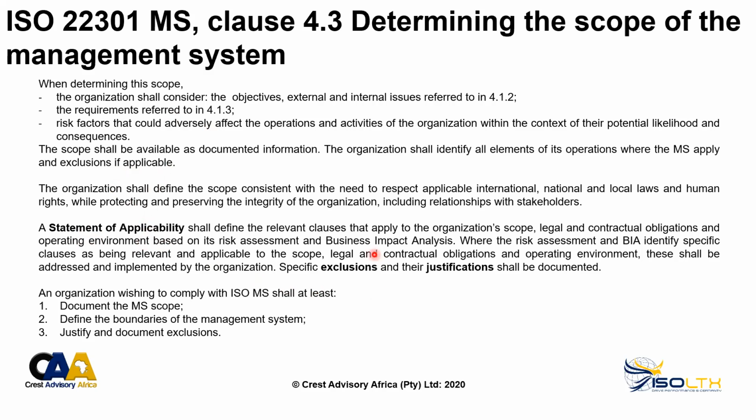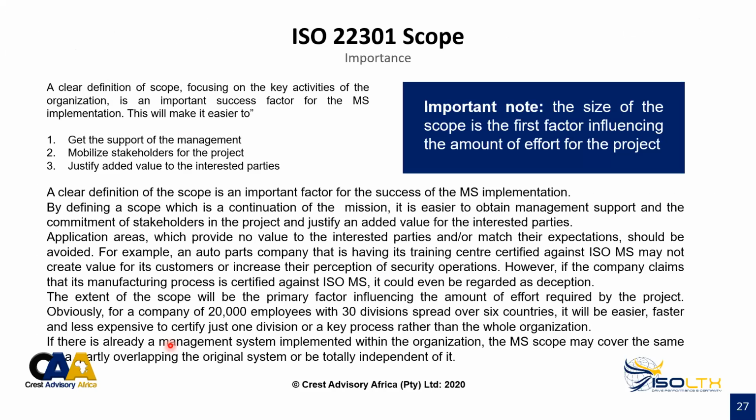And when I have exclusions out of the scope, then you need to have a justification for that. If you don't have a justification, you cannot exclude that paragraph or that clause out of your scope. You cannot. Your justification is critical. And then an organization wishing to comply with the ISO management system shall at least document the management system scope, define the boundaries of the management system, and justify and document exclusions. Extremely important. You need to know what is excluded and what is included.